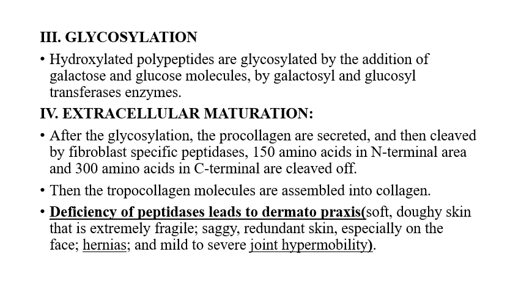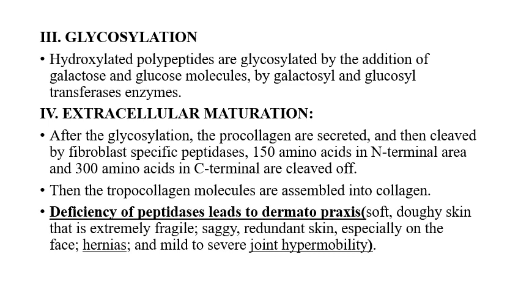So any deficiency in these specific peptidases for the cleaving of N and C terminal amino acids will lead to a genetic condition called dermatosparaxis. It means the patient will have soft, doughy skin which is very fragile, and at the same time it is saggy and redundant, especially on the face, and the patients may also have hernia and possibly mild to severe joint hypermobility.